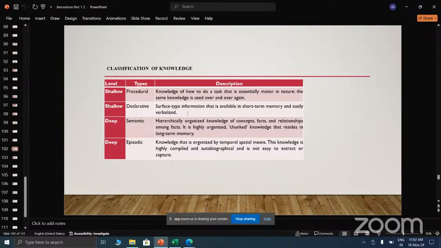Then the declarative, which includes surface-type information that is available in short-term memory and easily verbalized. The semantic type includes hierarchically organized knowledge of concepts, facts, and the relationships between and among the facts. It is highly organized, as we discussed in the characteristics, knowledge that resides in long-term memory. Episodic knowledge is that which is organized by temporal means. This knowledge is highly compiled and autobiographical and is not easy to extract or capture, so it has limited access.